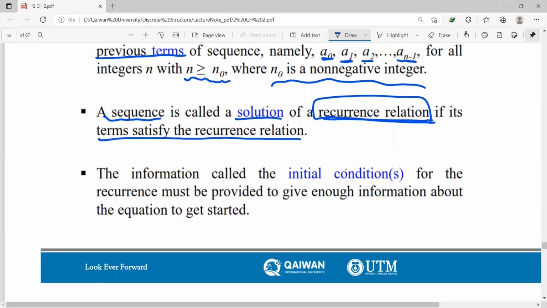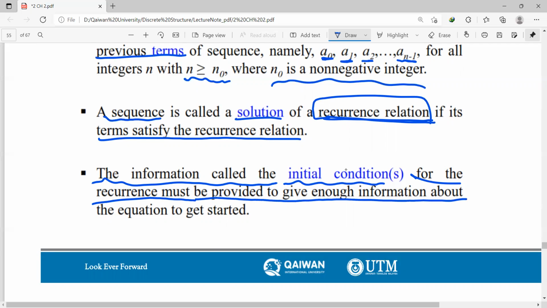Here, the initial condition or conditions. The information called the initial condition or conditions for the recurrence must be provided to give enough information about the equation to get started.